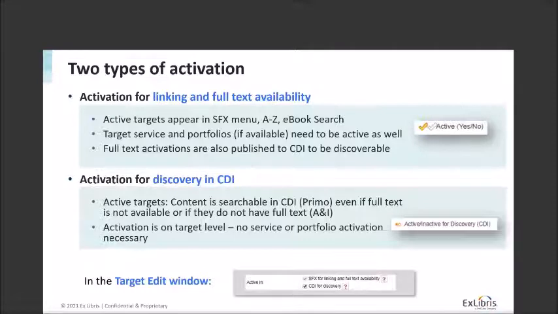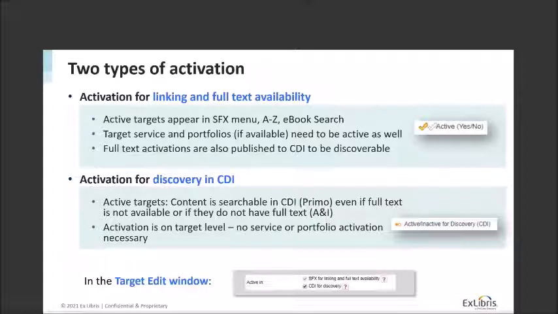A second type of activation, and this one was introduced for CDI single activation, is called activation for discovery in CDI. This is also sometimes called search activation, but in SFX in the KB manager, you'll see it as activation for discovery. So what is this new type of activation? It is activation that really influences the expand search. It makes collections that you don't have available in full text searchable in CDI. It's also a bit different in that the activation is only on target level.